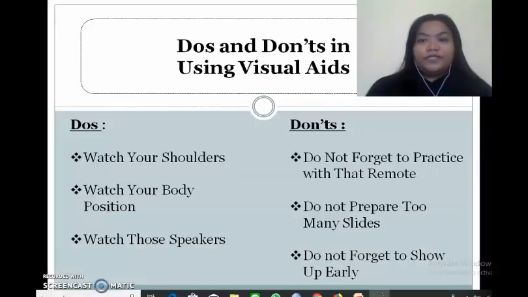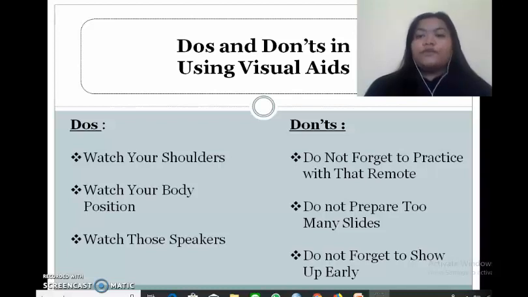Do's and don'ts in using visual aids. First, the do's. There are three do's. Watch your shoulders. Second, watch your body position. And the last one is watch those speakers. And there are three don'ts that we have to be aware of.